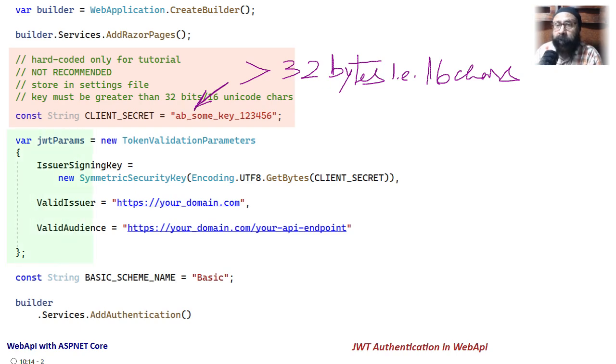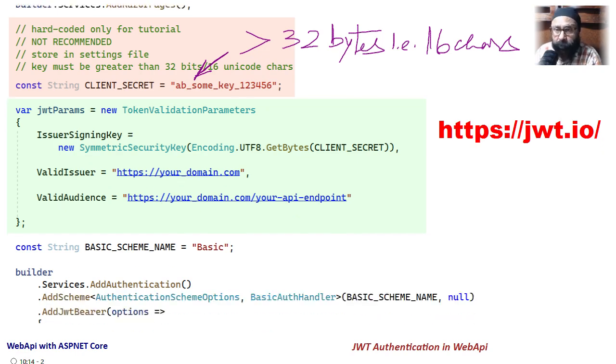After that, token validation parameters are created. Client secret is used to construct a signing key. The issuer is set to your API website and the audience is set to your web API endpoint. These are not hard and fast rules, but I suggest that you may please refer to the JWT website, jwt.io, for finer details because that would be beyond the scope of this tutorial.